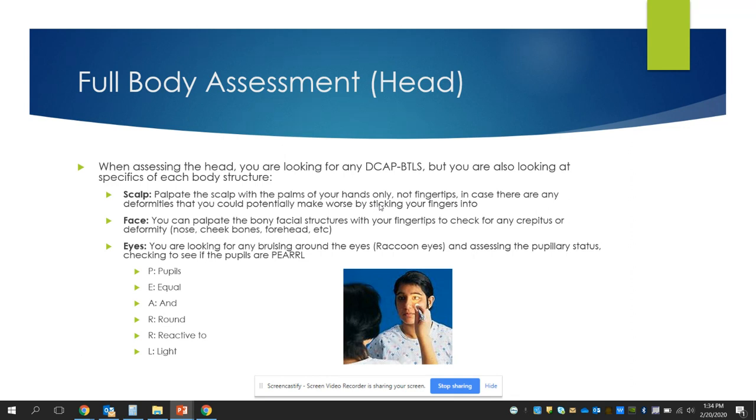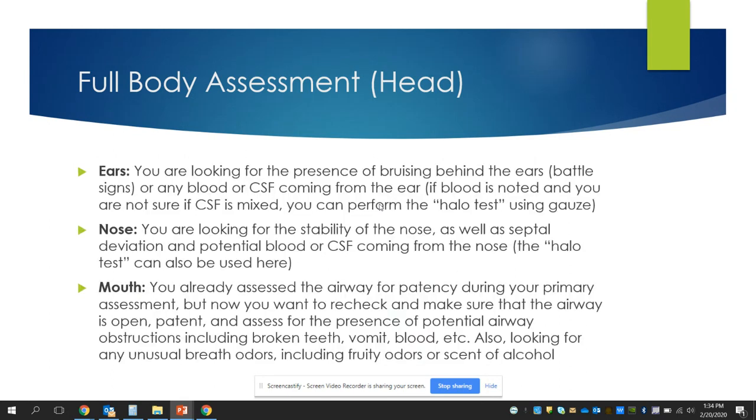And the mnemonic we use for pupils is PEARL. And that means pupils equal and round, reactive to light. So that's what we're going to be doing. And we'll talk more about how to exactly check pupils in the vital signs PowerPoint, but this is just to introduce you to that term and let you know that's what we're looking for here.